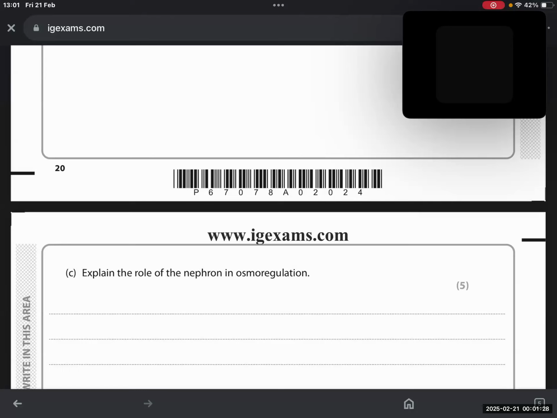Osmoregulation is a very specific term that refers only to water regulation, like osmosis, osmotic potential, osmo is water. So you just need to talk about how when the water is less, the nephron will absorb the water back into the body. When the water is too much, the nephron will not absorb it back. It will be excreted from the body. So that's all you have to explain. How does the body control the water content, basically?